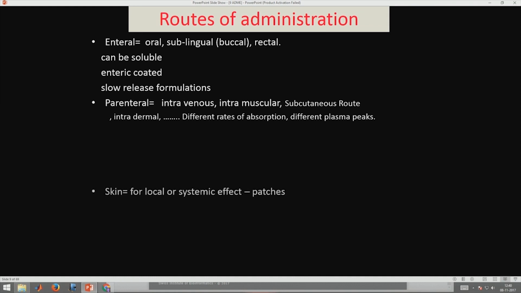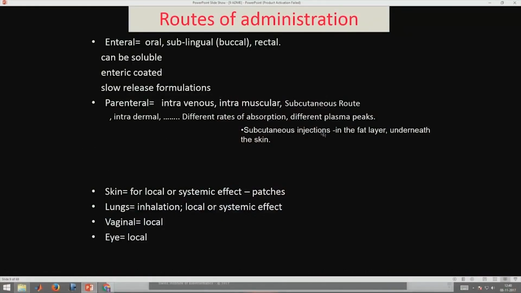Skin, sometimes skin patches, nicotine patches you have heard of, right. So all these matter. Lungs, through inhalation, like some bronchial drugs, local or systemic effect, like even some anesthesia, through lungs. Vaginal, that again becomes local, for treatment of a certain bacterial infection or fungal infection.